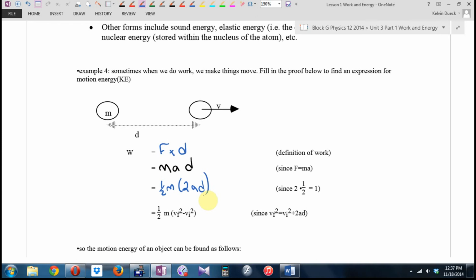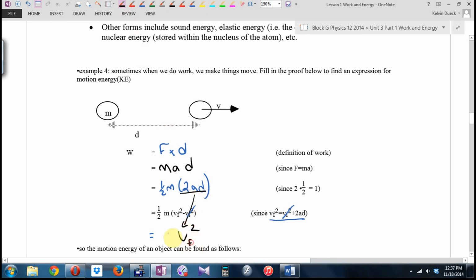Why did I do that? Well, since VF squared equals VI squared plus 2AD, assuming we start from rest, what can I replace 2AD with? VF squared. Assuming I start from rest, I can replace the 2AD right there. Whoop. I can replace this with that, and the 1/2 m drops down. And so what's my expression for kinetic energy? 1/2 mv squared. Mac, there's where it comes from. It's a fairly simple derivation. Mickey, do you need to know how to derive that? No. But it's kind of nerdily cool on the scale of nerdiness.